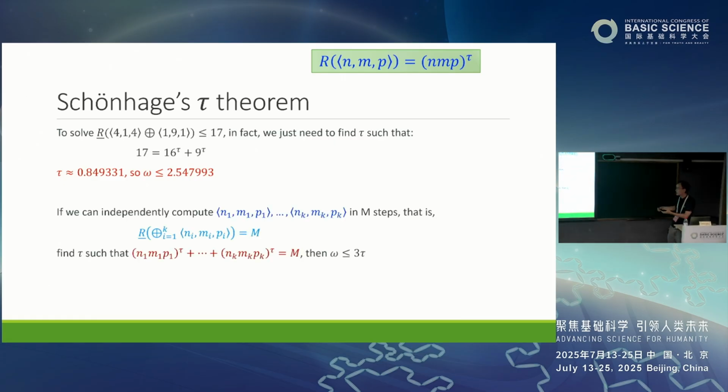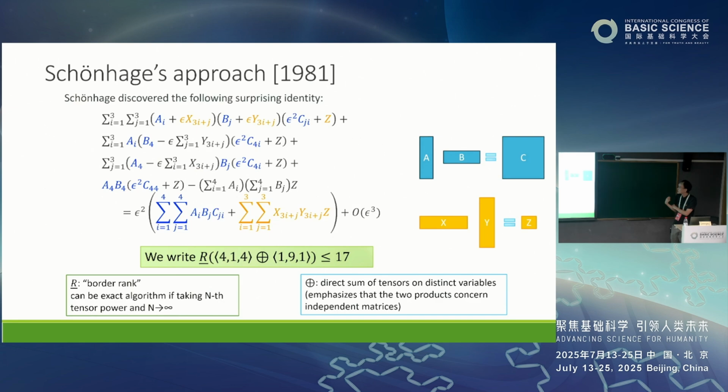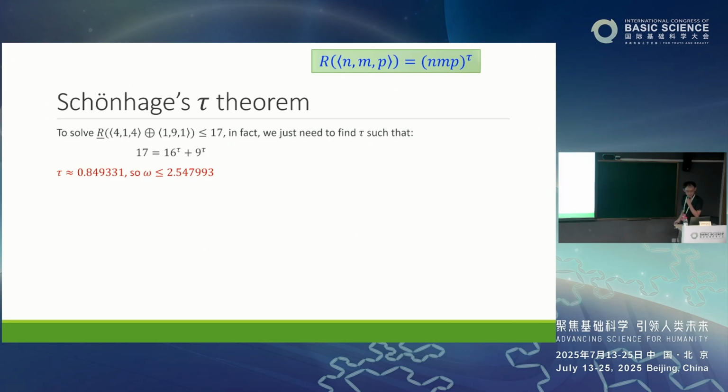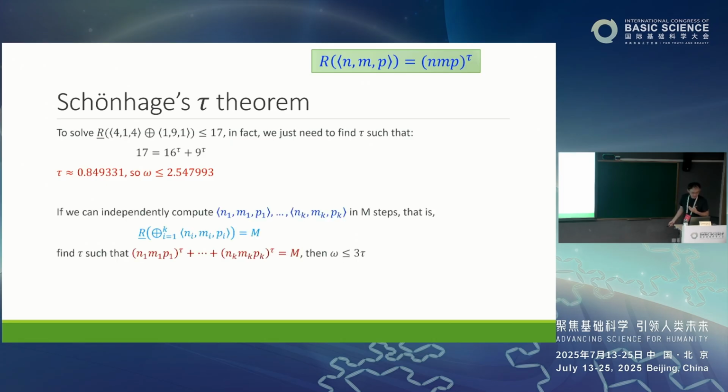More generally, if we can independently compute such matrix multiplication tensors in m steps, we just need to find the tau satisfying this, and that should give a bound on omega. This is Schoenhage's tau theorem. Okay.